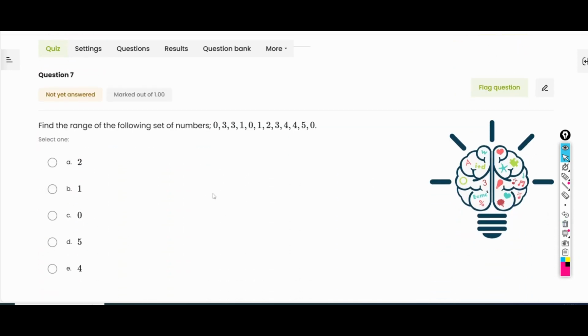All right, find the range of the following set of data. Okay, so range stands for the biggest minus the smallest. The biggest number here is 5, right? 5 is the biggest number, the smallest is 0. So that's just 5. It's very simple. Just do biggest minus the smallest.